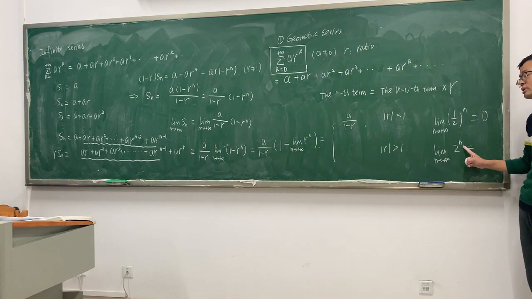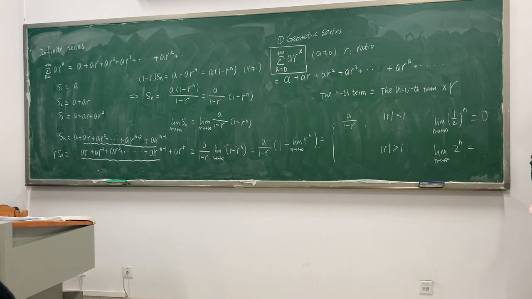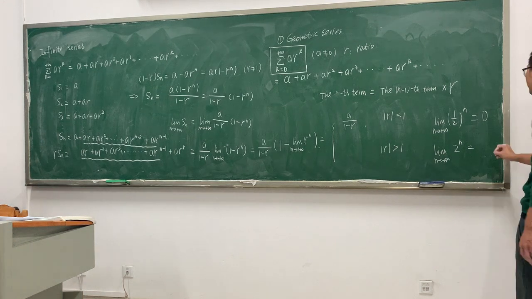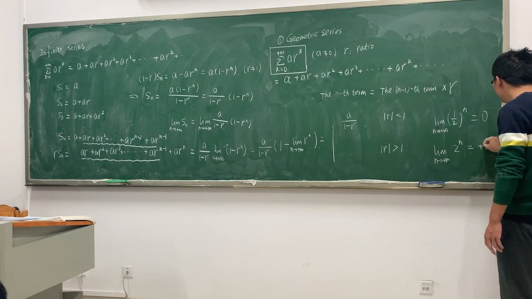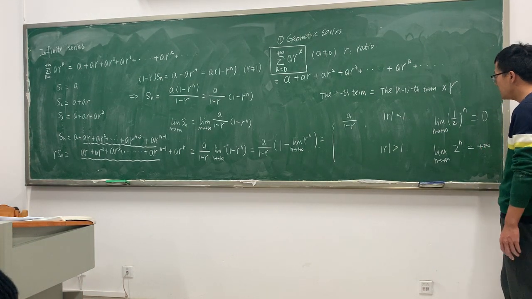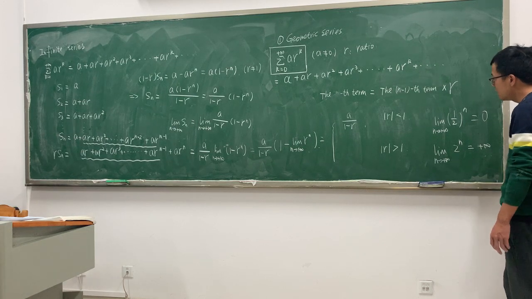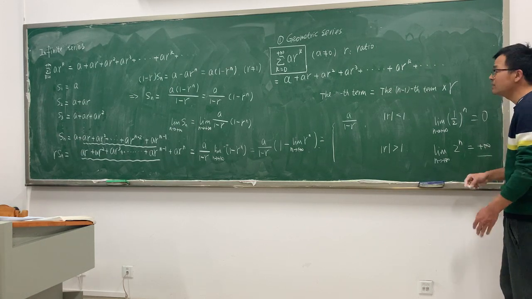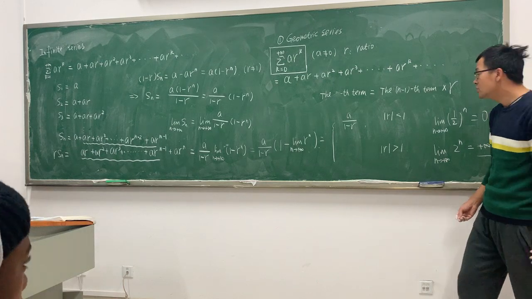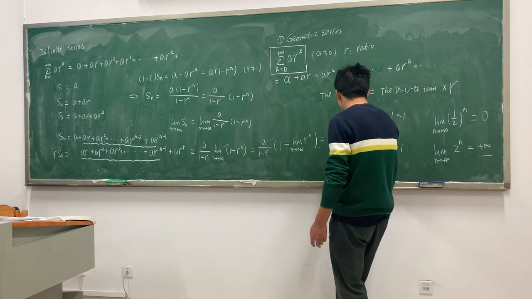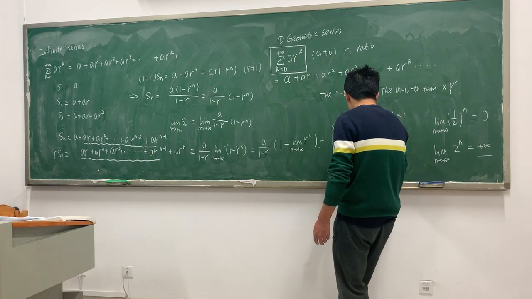When n approaches plus infinity, 2 to the n power approaches what? Plus infinity, yeah. So this is plus infinity, which means it diverges. So in this case, it diverges.